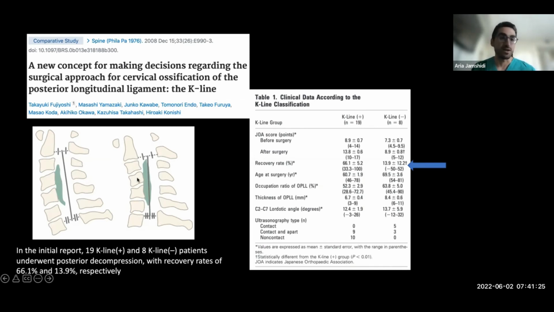I'm not saying you should draw a K-line for every patient with OPLL, but looking at their cervical lordosis and how much of the ossified mass takes up the canal, putting that all together can really help you decide whether to go anterior or posteriorly and what's going to be the best option for that patient in terms of their neurological recovery. You can see their JOA scores before and after surgery. In the K-line positive group, it went from 8.9 to almost 14. In the K-line negative group, it went from 7.3 to 8.9, which is a marginal improvement, if any. A patient with just a 1 point improvement would probably say in clinic that surgery didn't help them at all.